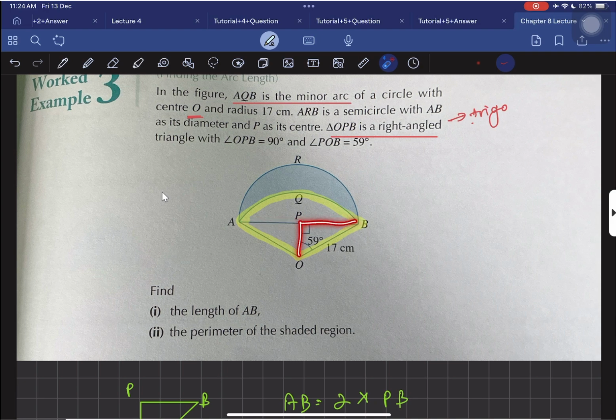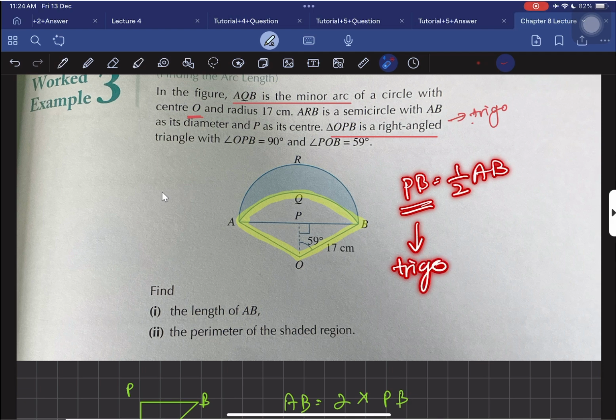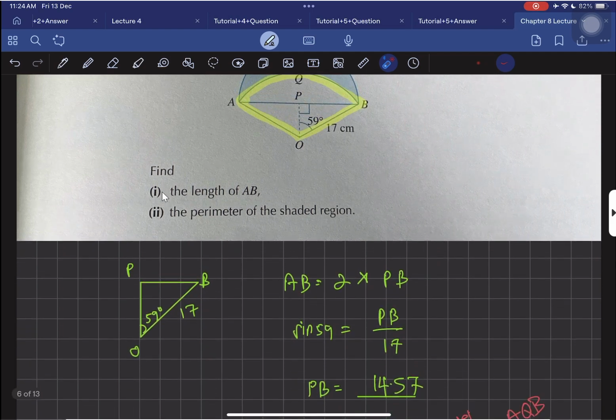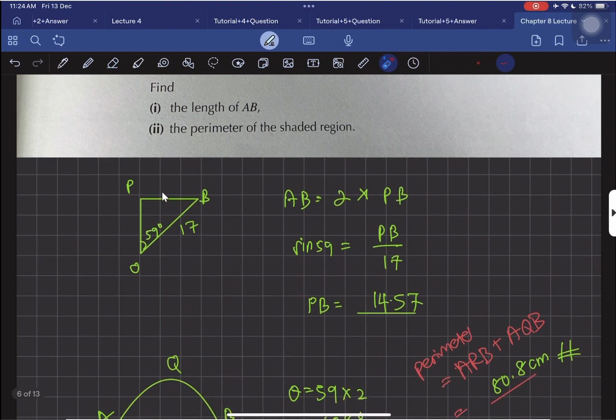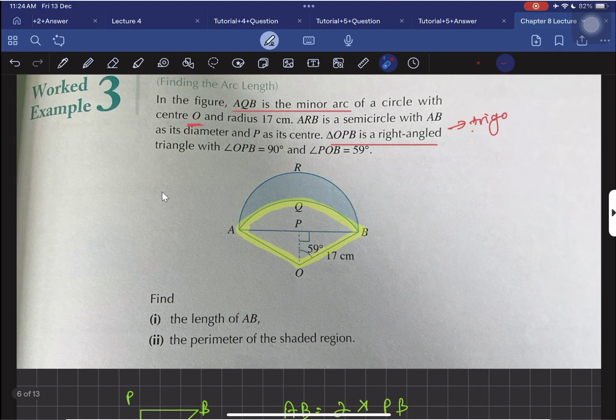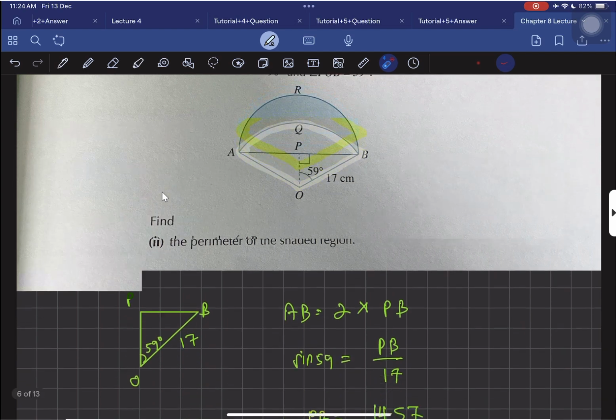And if you find PB, PB is equals to half AB, correct? So you can use trigo to find PB. So now let's draw the triangle. So you have this triangle and then use sine to find PB. Okay, so you should actually get 14.57. Okay, so once you find PB, you can find AB, which is AB equals to 2 times PB. Okay, so your part 1 is done.